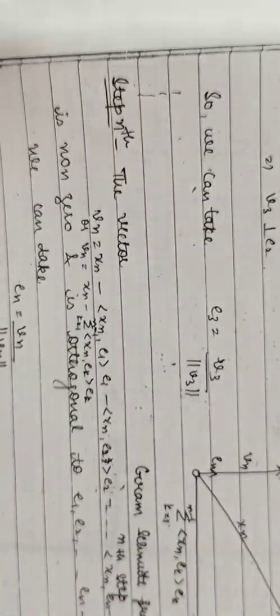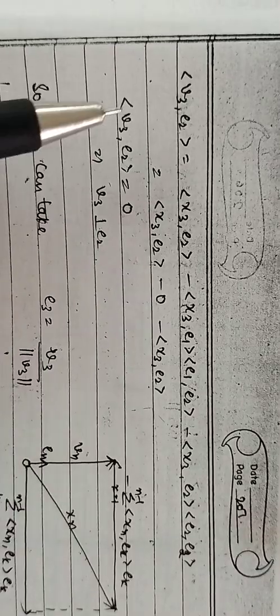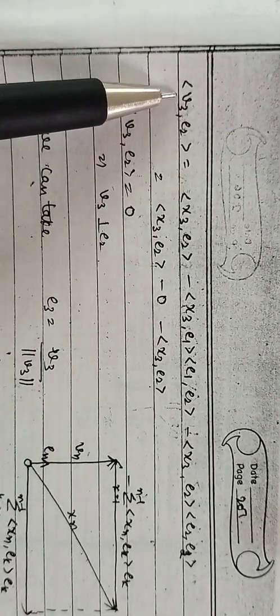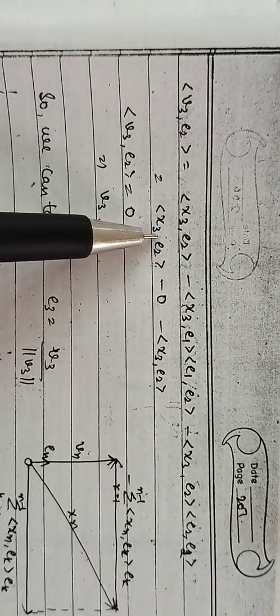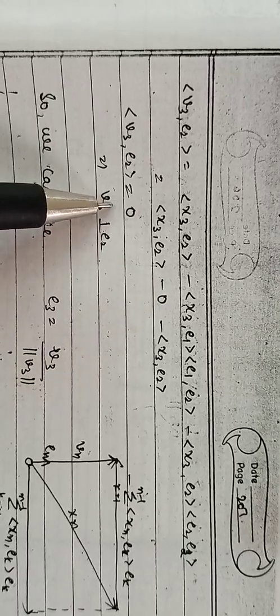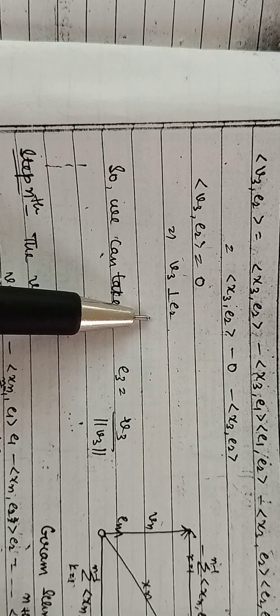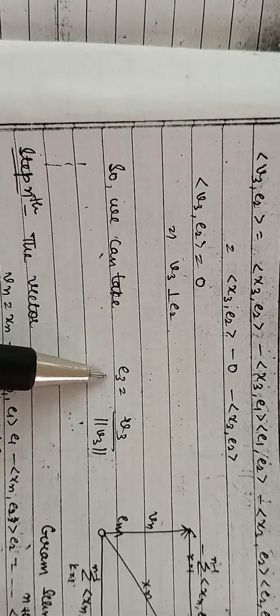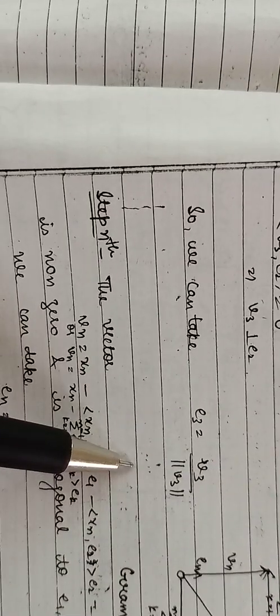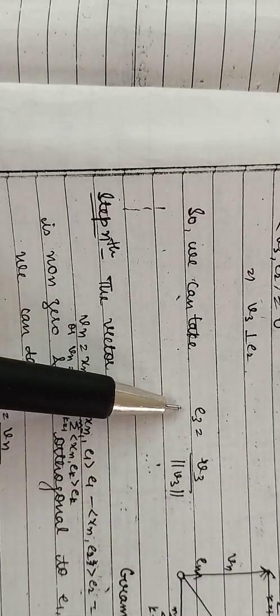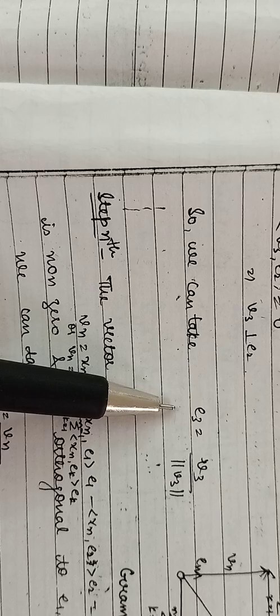In the same way we can show that v3 is orthogonal to the vector e2 by substituting the value of v3 here. We can see these two terms will be cancelled out, so we get the value 0. So v3 is orthogonal to the vector e2. Now we can define e3. e3 can be defined by dividing v3 by its norm. So we have obtained the third vector of our orthonormal sequence.